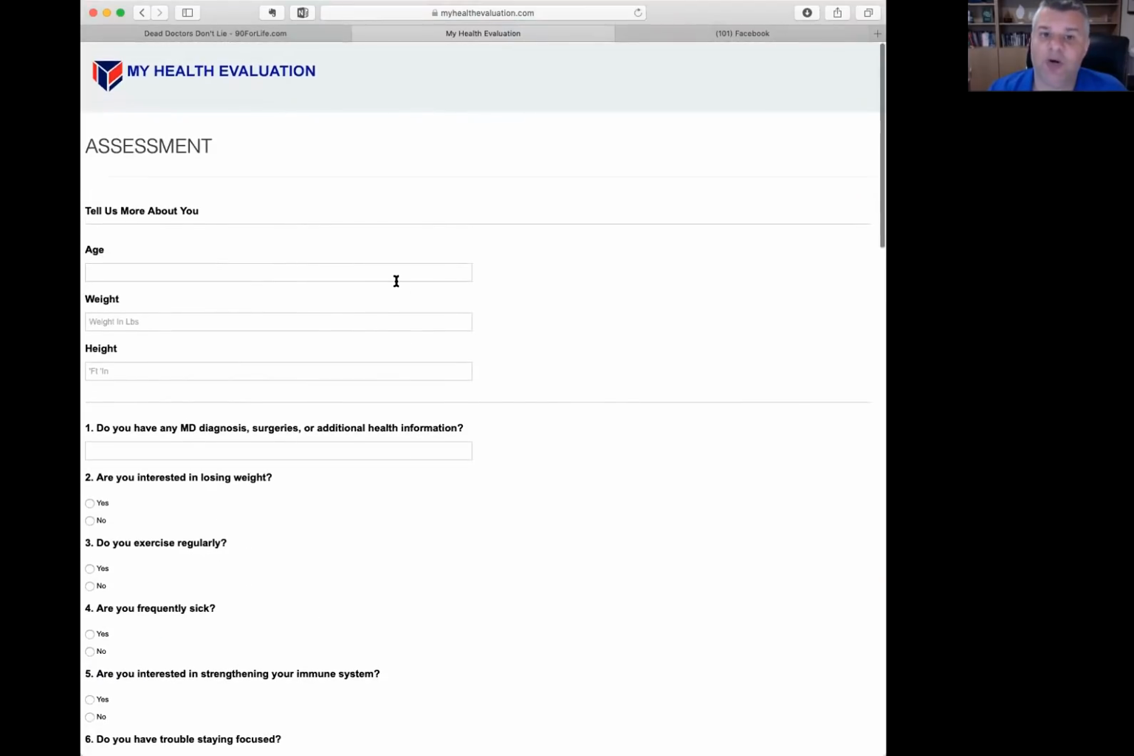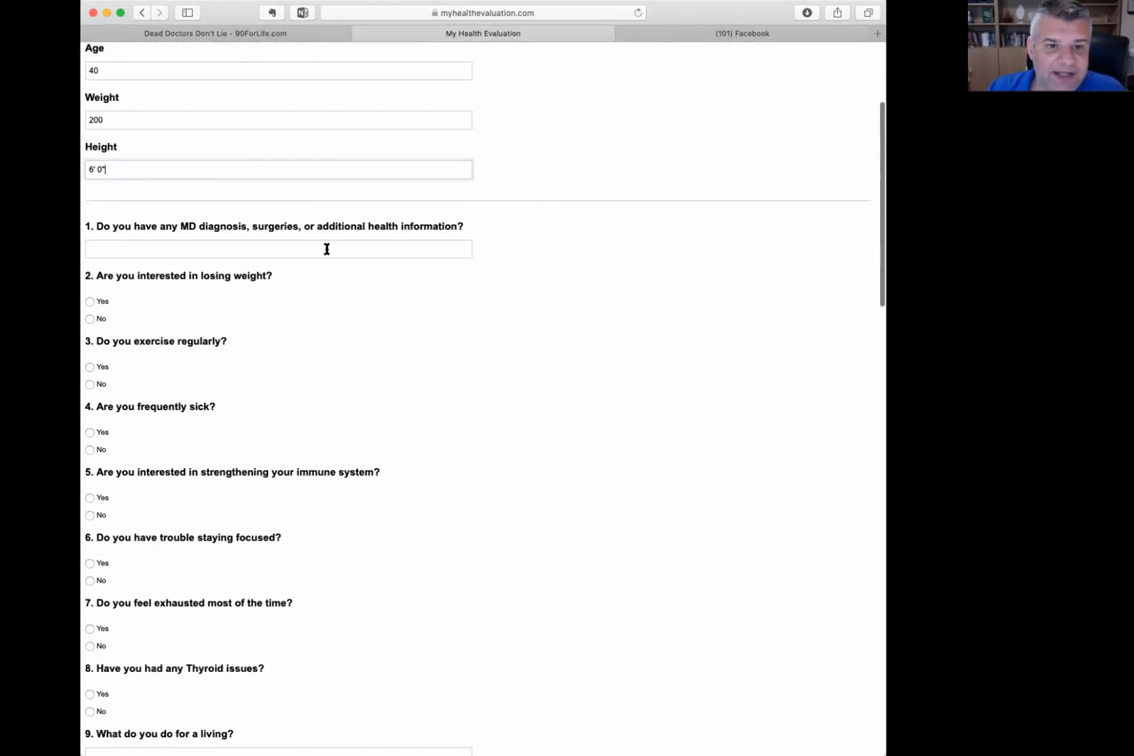So now there's a questionnaire on the last page here. So Joe, let's just say Joe's 40 years old. He weighs 200 pounds. He's 6 foot, 0 inches. And does he have any MD diagnosis, any kind of surgeries we should know about, or additional health information?